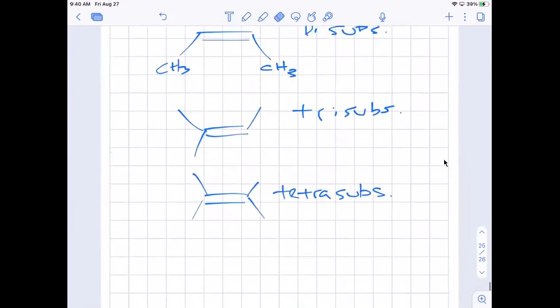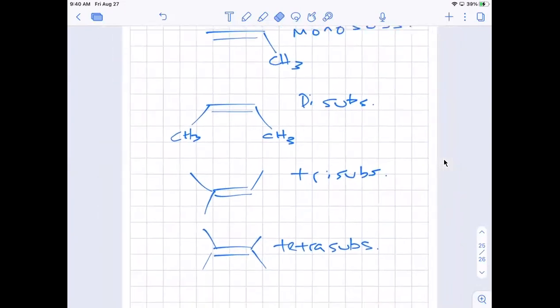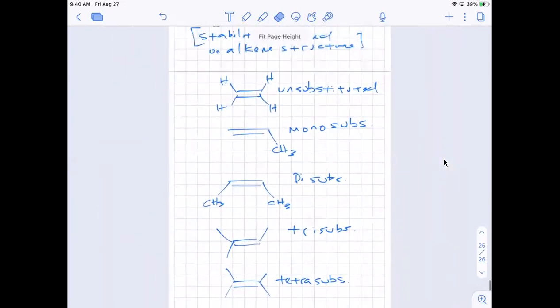So stability, let me see, hold up, I know what to do. Let me shrink this down so I can put an arrow over here.